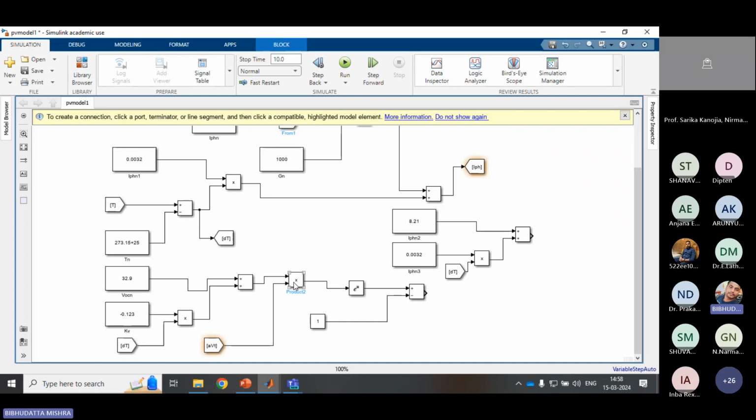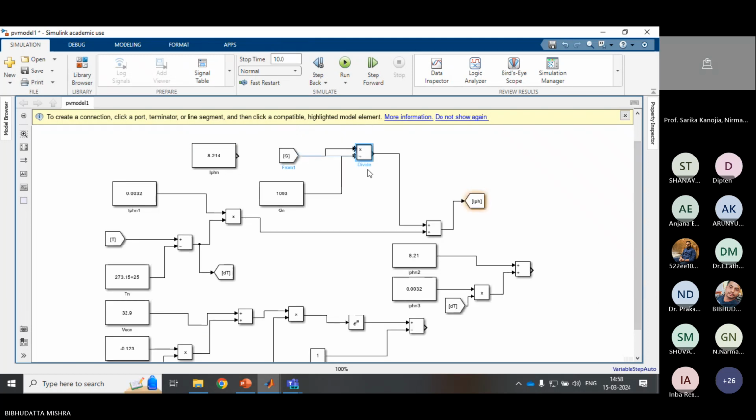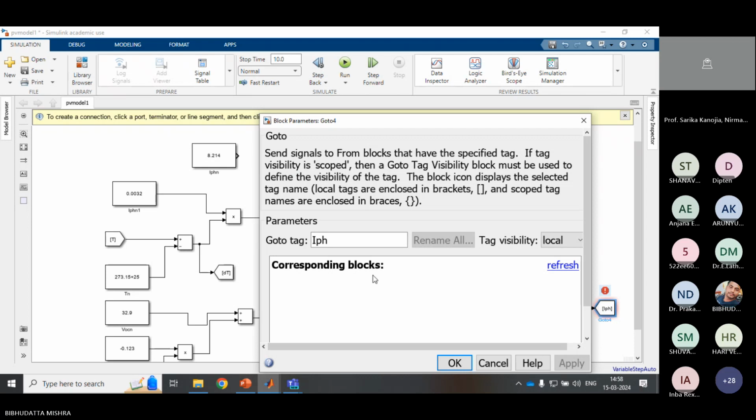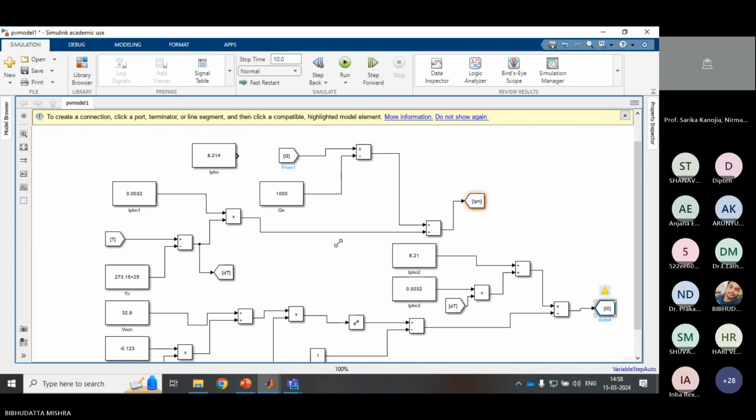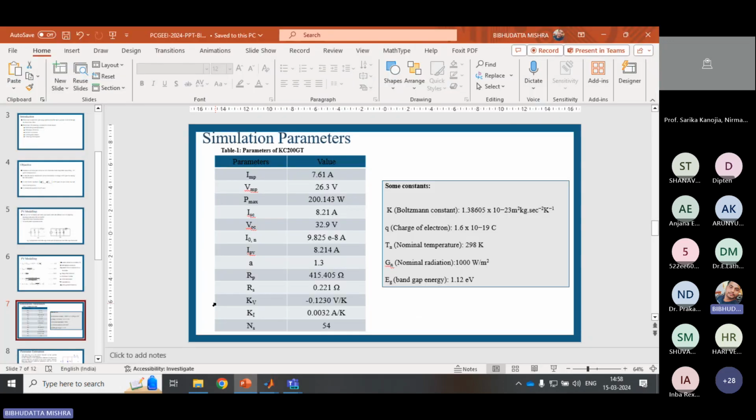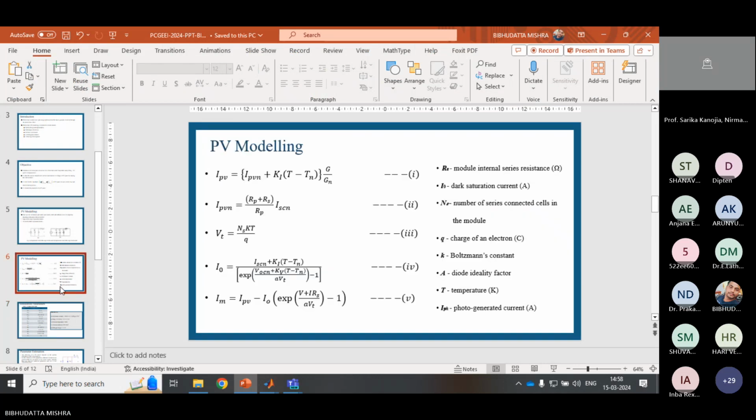Now this numerator part and denominator part is over. We'll take one divide block, directly taking from here, and this is nothing but the I naught. Now from this slide, we have already modeled IPV and I naught.